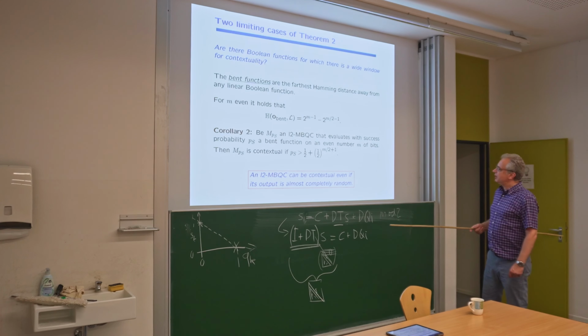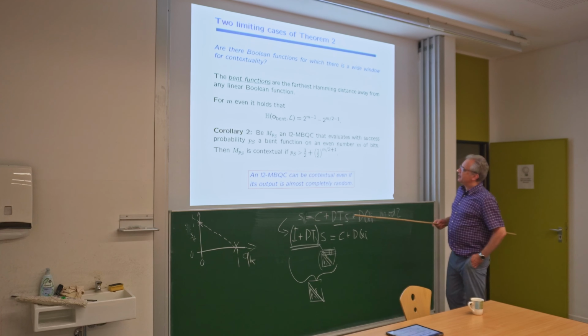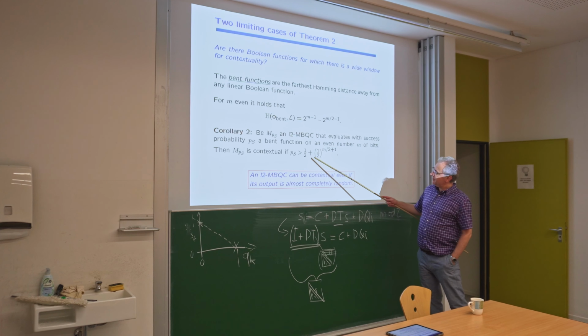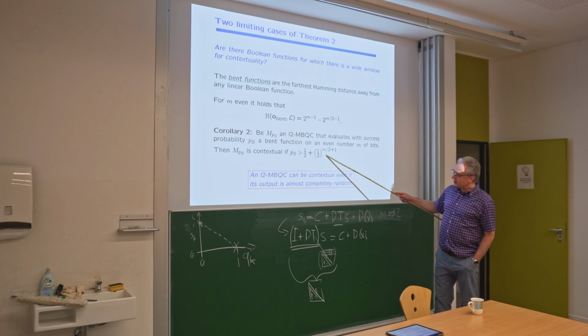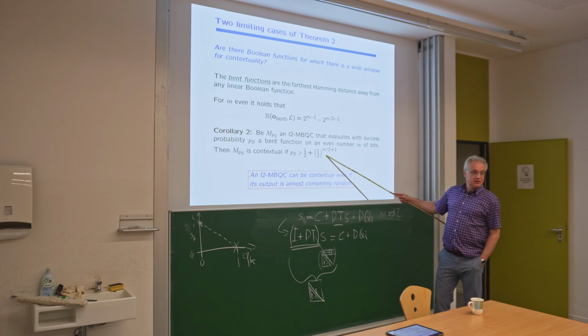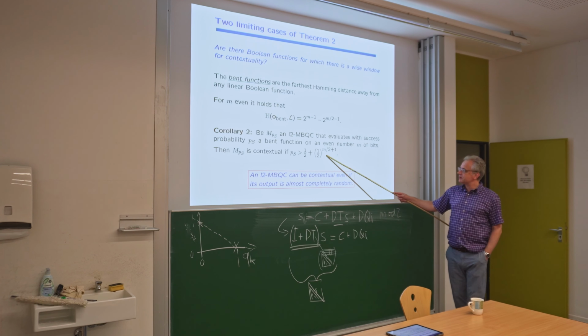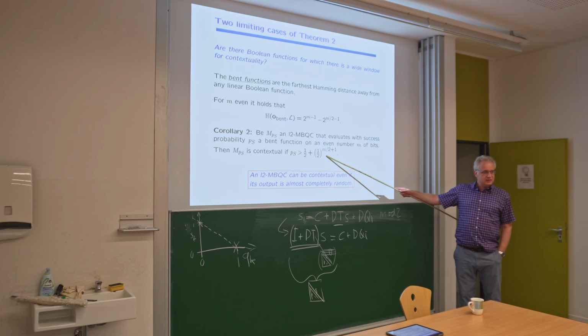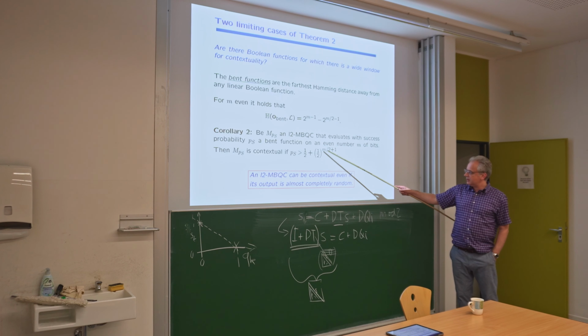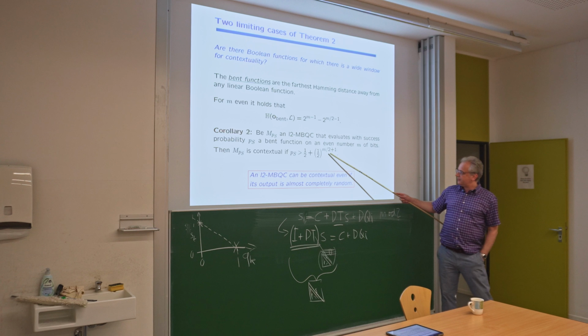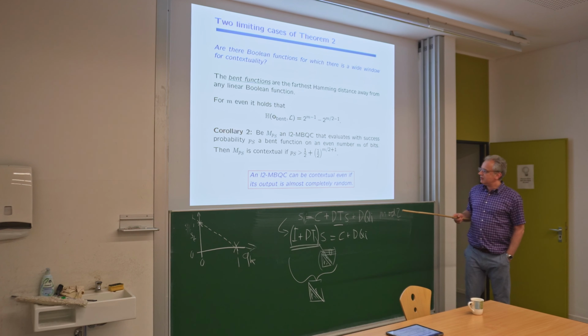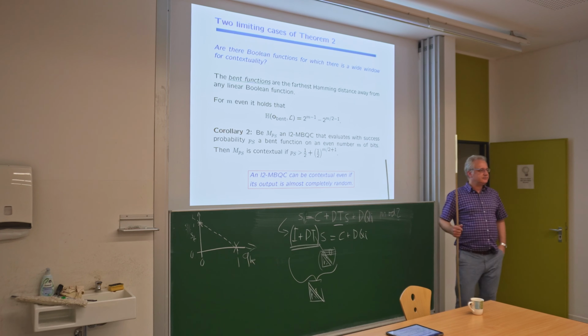Okay, and if you plug this into the theorem, then you find that for bent functions, the success probability must be larger than 1/2 and a tiny little bit to be contextual. So you can be almost completely random and still be contextual. If you are perfectly random, then you're not, but if you are a tiny bit above complete randomness, then you're already contextual for the bent functions. Yeah, good. Okay, so that's all for today.